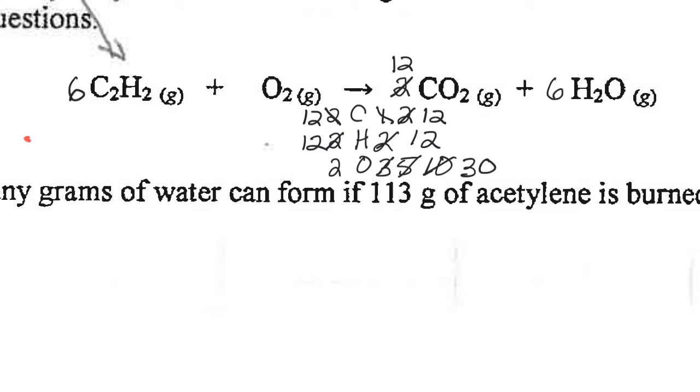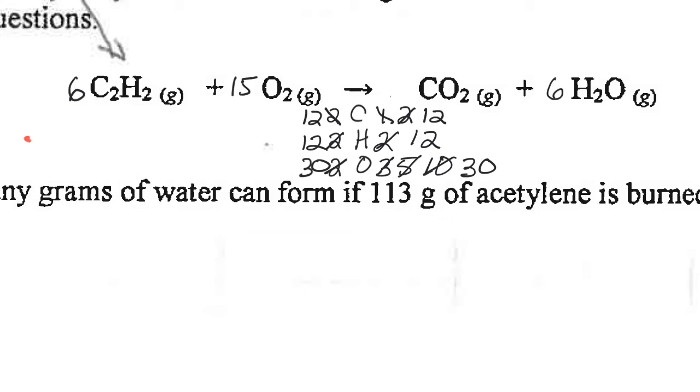So now I'm balanced for carbon. I'm balanced for hydrogen. I still have to do the oxygen. I need 30 on the reactant side, so what I'm going to put in front of this is 15. 15 times 2 is 30. So now that's balanced.